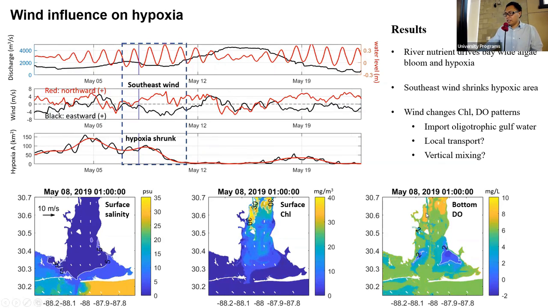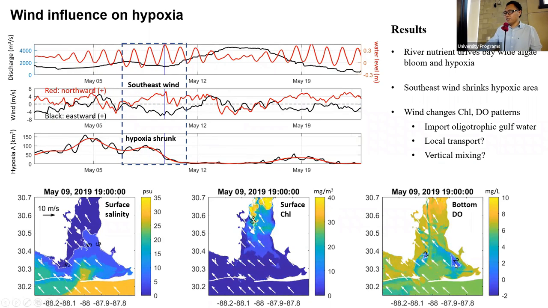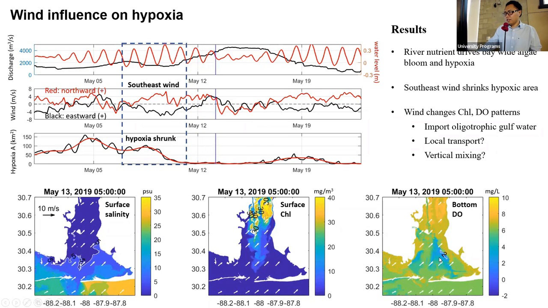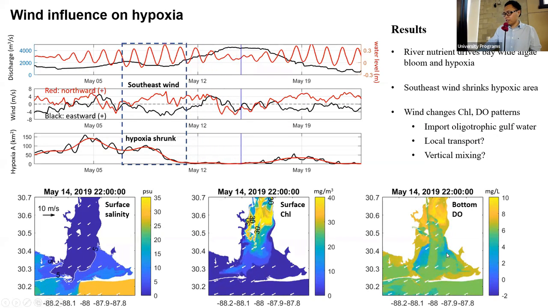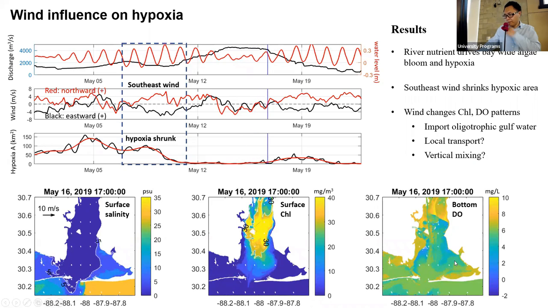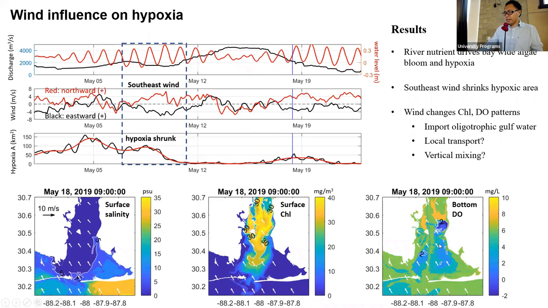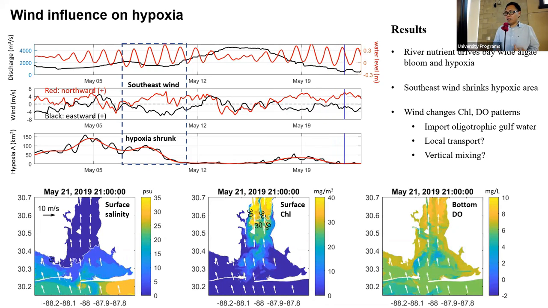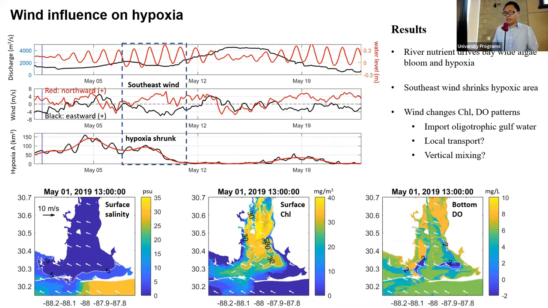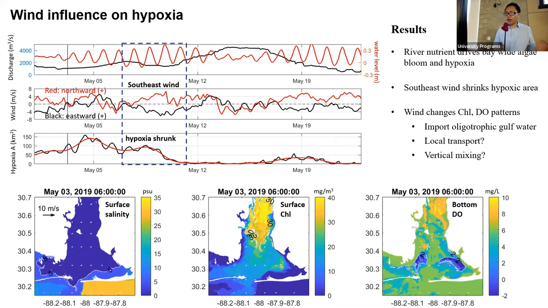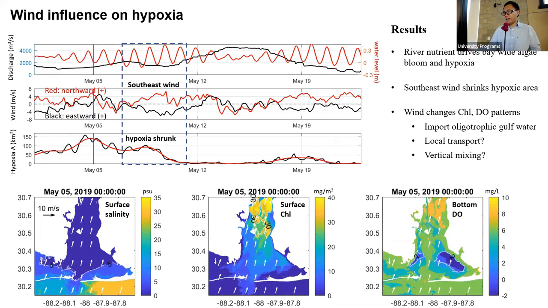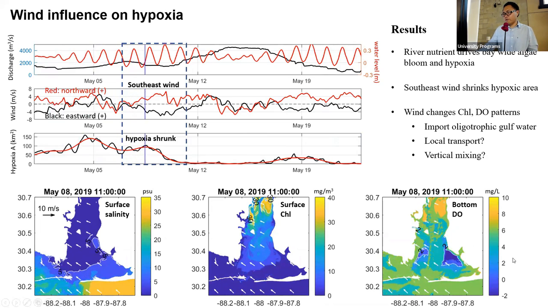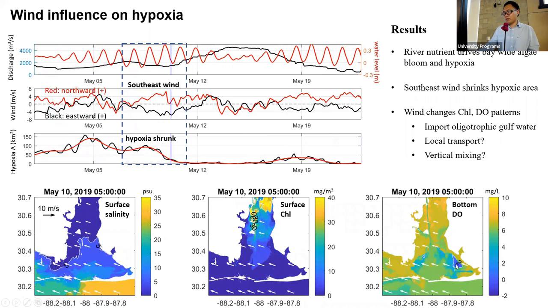And the last panel is the bottom oxygen. We can see that during the wind event, the hypoxia area shrinks and also moves downstream. So now we can tell that the wind is important. But back to that question, how can we separate the physical contribution and the biochemical contribution?